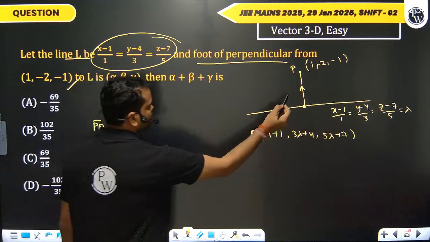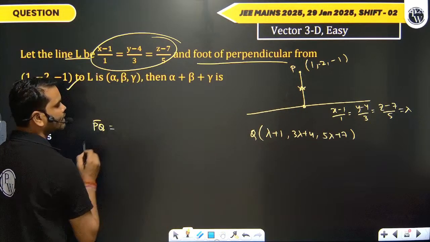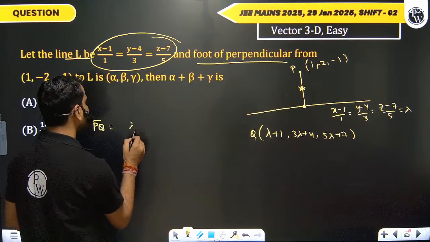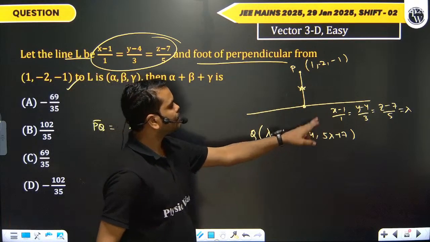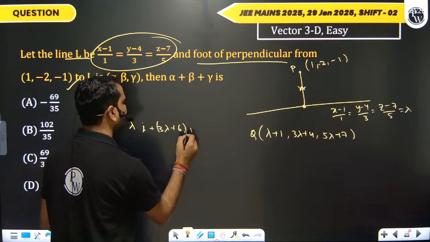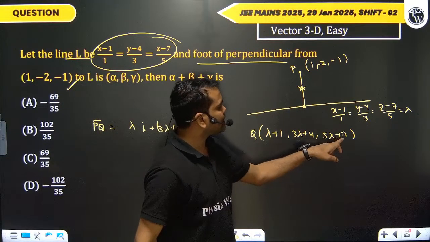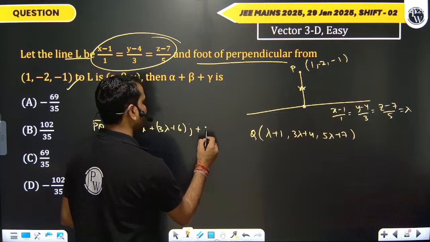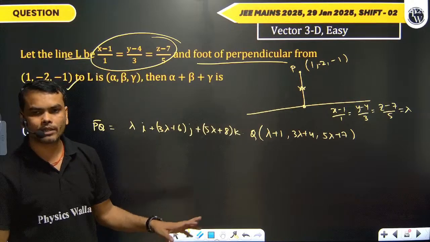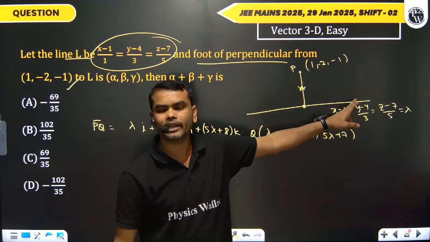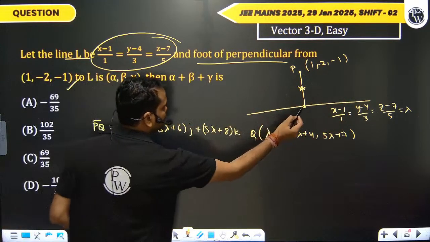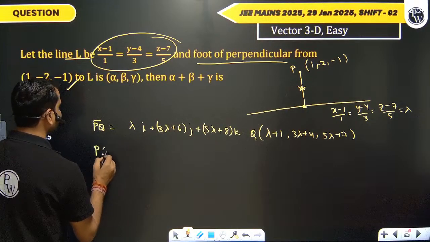PQ vector, P to Q, this direction will not matter, I will tell you why. So when we calculate, lambda plus 1 minus 1 is going to come lambda i, and then 3 lambda plus 4 minus 2, so 3 lambda plus 6 j, right? And then 5 lambda plus 7 minus minus, that will become plus, so 5 lambda plus 8 k. This is a vector. PQ will be perpendicular to this line, then only the foot of perpendicular will be justified, right?